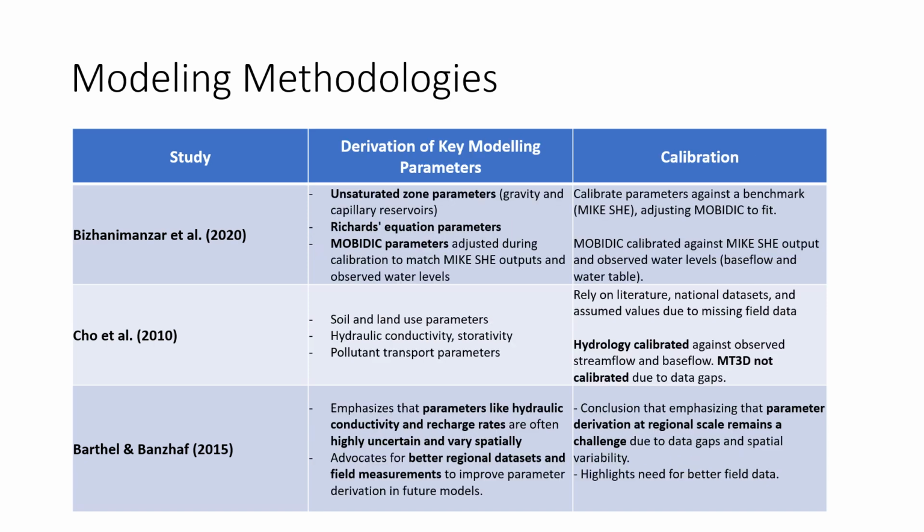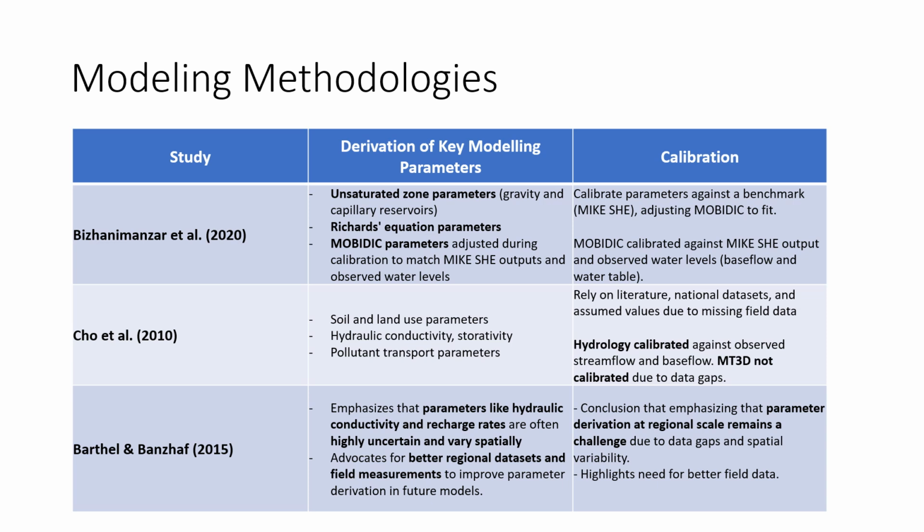Regarding the derivation of the key modeling parameters, in the first article we found that the unsaturated zone parameters like gravity and capillarity reservoirs, also the Richards equation parameters and the MOBIDIC parameters, were adjusted during calibration to match MIKE SHE outputs and observed water levels. The calibration was done against the benchmark MIKE SHE, adjusting MOBIDIC output.